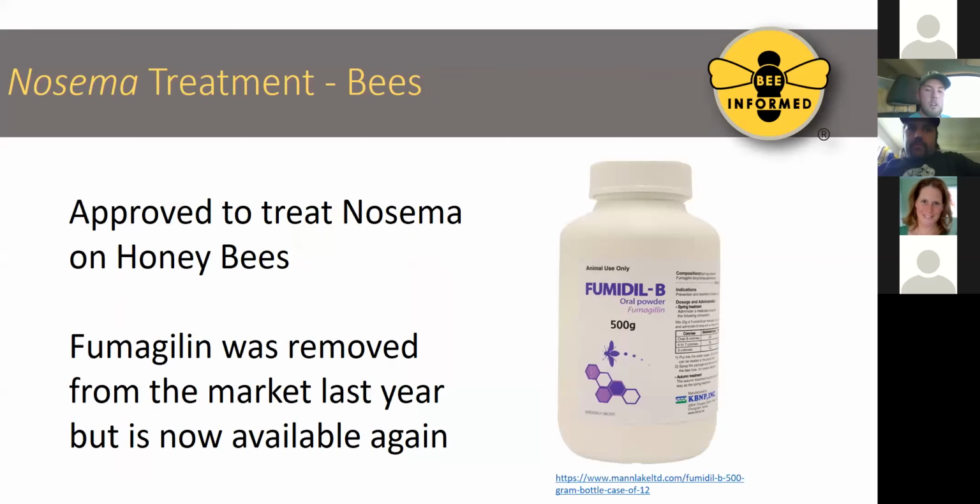Okay, so there's only one treatment available to treat nosema on honeybees in the United States, and that is fumagillin. It is the only approved treatment for nosema in honeybees. It was removed from the market last year, but it's now available again as Fumidil V. And although it was removed from the market, then brought back, beekeepers never reported a huge colony loss due to nosema in that year where fumagillin was not available.